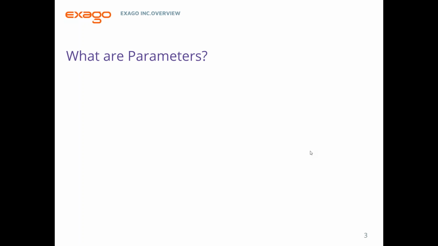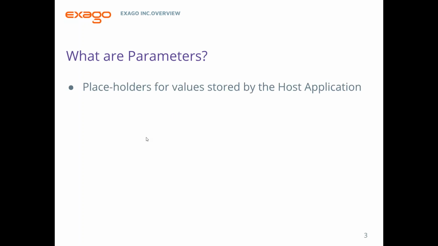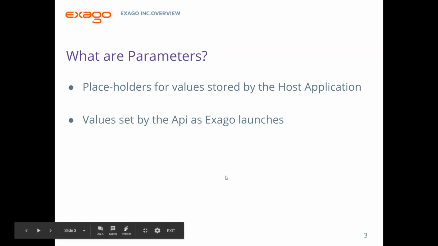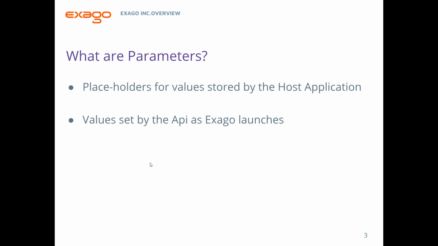Okay, so with that, what are parameters? A parameter is an object in Exago that serves as a placeholder for a value. Generally, those values are stored by the host application. So if you've joined us on some of our support labs where we talk about the API or integration, if the host app wants to store a value for a user, they can use a parameter to do so. Those values can be set by the API. They can also be defined by a user, and we'll see that in just a moment.